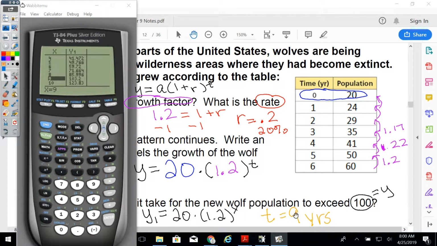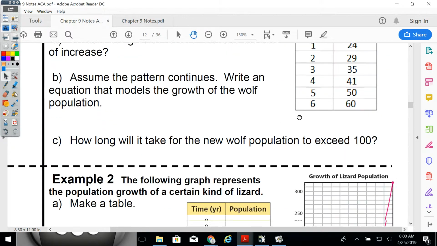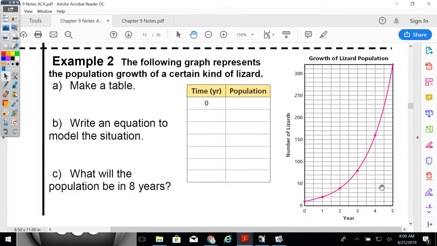So that's how we're going to approximate the x value, by looking at the table. Eventually, we will solve for it exactly, but we cannot do that until we have logarithms. So right now, we're just using the calculator. All right, moving on to example 2. Again, using the table, but this time we have to use the graph to generate the table.